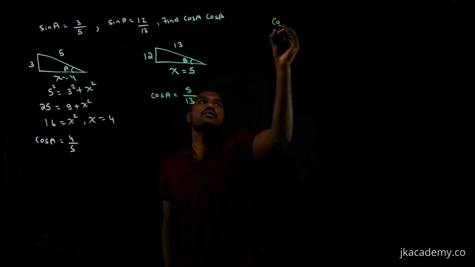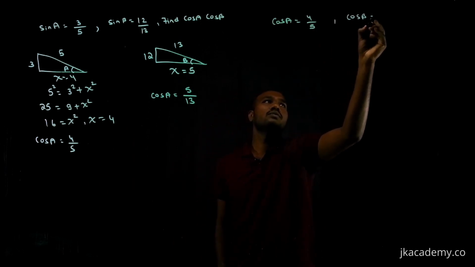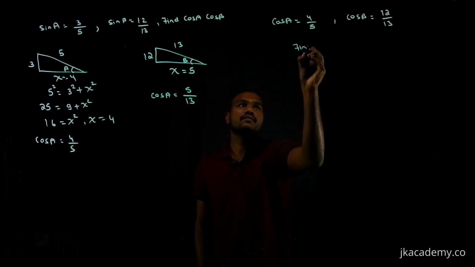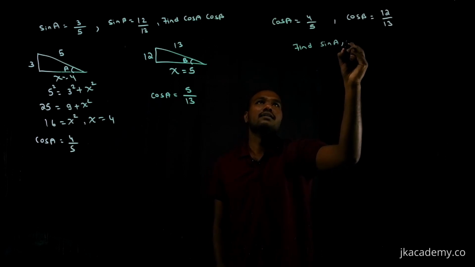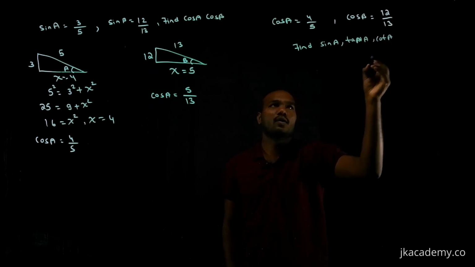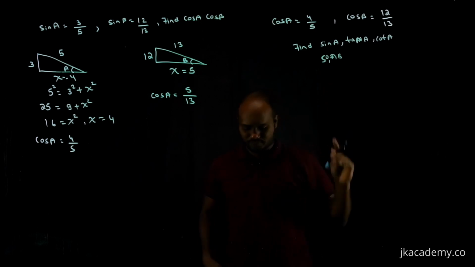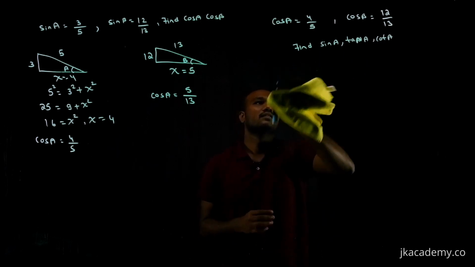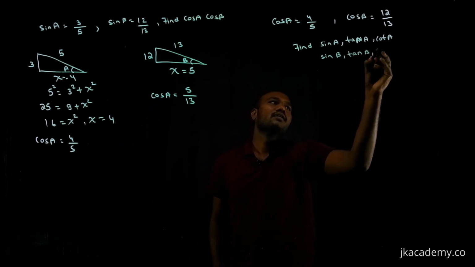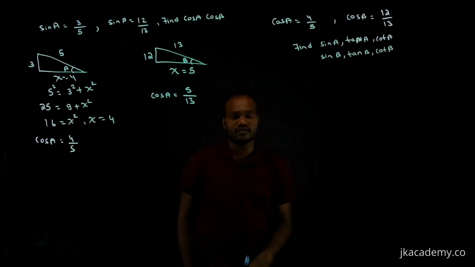So I'll give you another question. You have cos A equal to 4 upon 5, and cos B equal to 12 by 13. Find sin A, tan A, cot A, and also find sin B, tan B, cot B. Pause the video right now and try to find it.